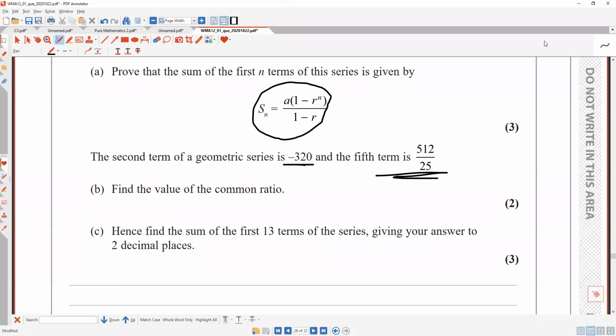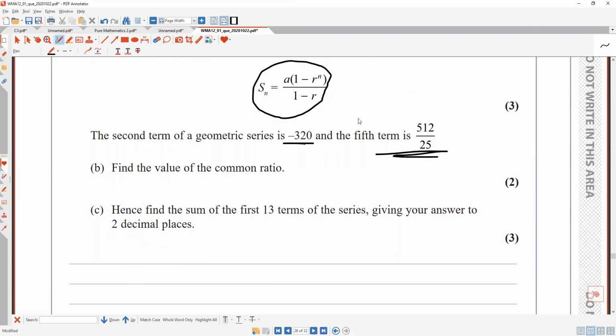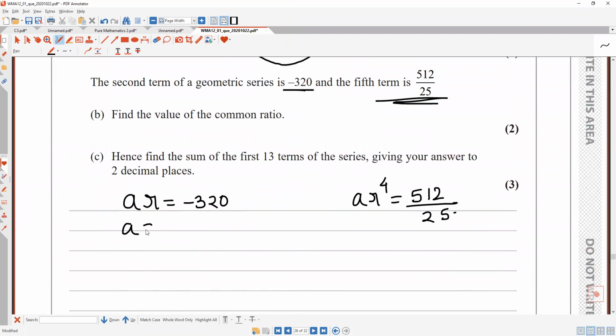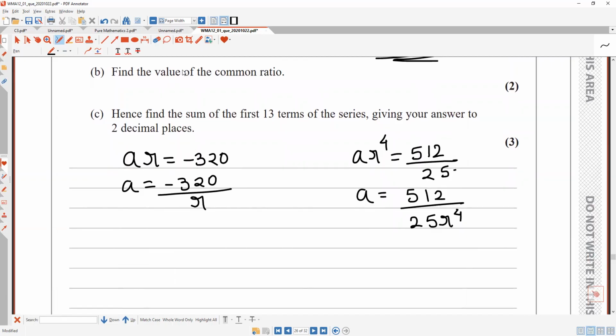Try doing it. Okay, so let me do the sum for you all. They said second term, right? So ar is equal to minus 320. Now ar raised to 4 is equal to 512 by 25. So a is minus 320 divided by r, and a is 512 by 25 r raised to 4. Understood? Both are a, because I want r over here, the common ratio. So minus 320 divided by r is equal to 512 divided by 25 r raised to 4. After this, you can do it on your own, right?